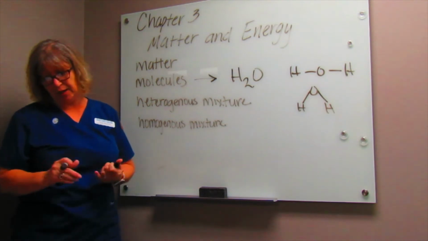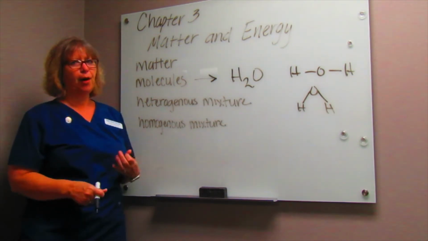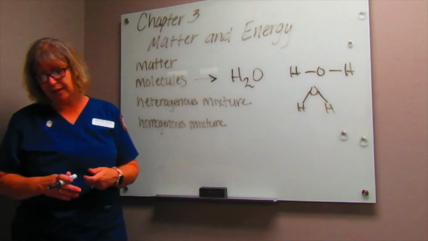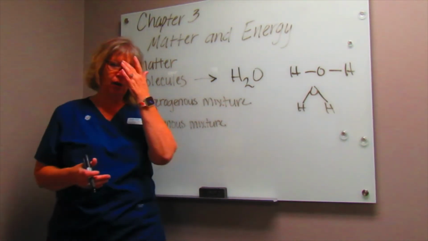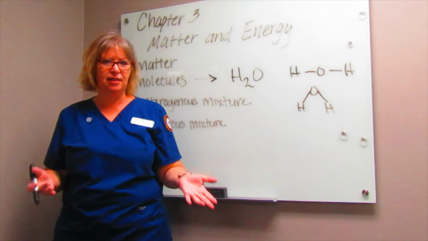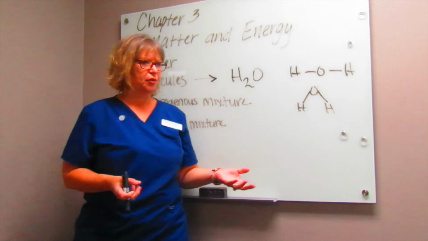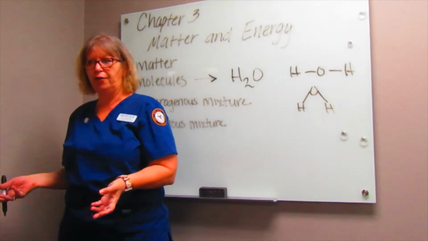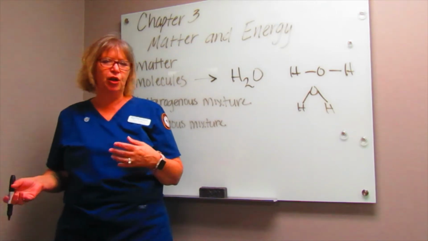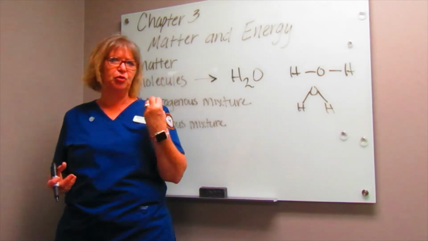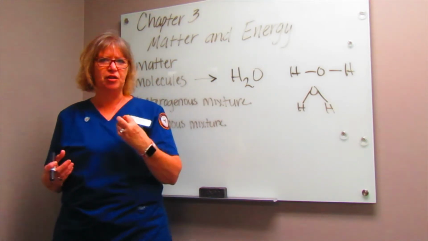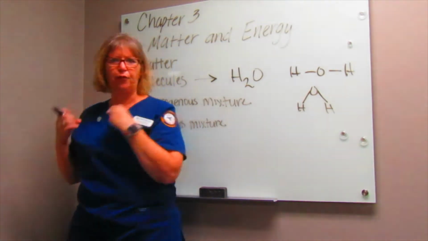We're going to talk about properties today. So properties are characteristics that distinguish one substance from another. So for those of you who have siblings, your characteristics are different from those of your brother or your sister. So that's what a characteristic is. That's what a property is. It's a characteristic that distinguishes one substance from another.